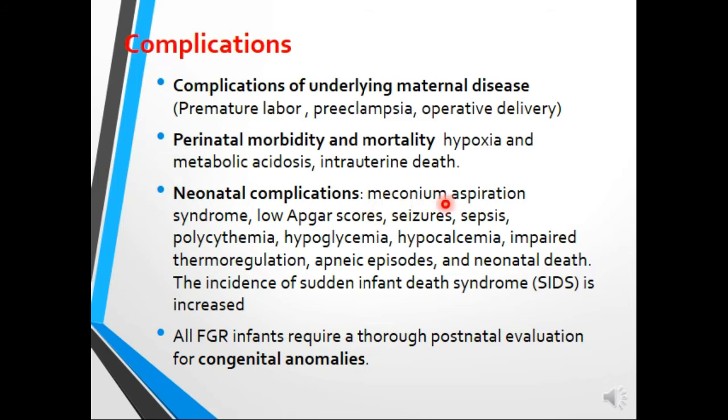Meconium aspiration syndrome, low Apgar score, seizure, sepsis, polycythemia, hypoglycemia, hypocalcemia, and RDS, and the incidence of sudden infant death syndrome is increased in the neonatal period. All FGR infants require postnatal evaluation for congenital anomaly.